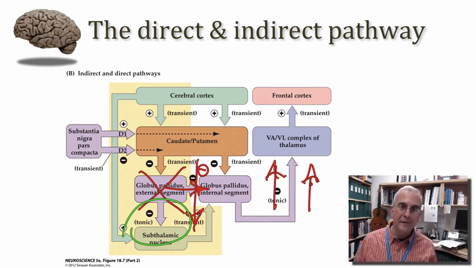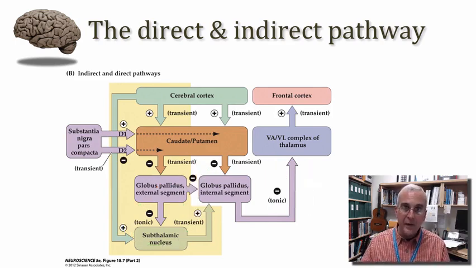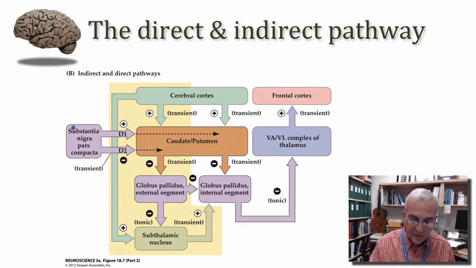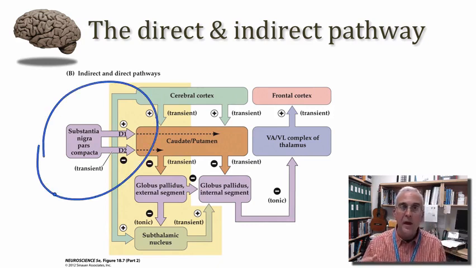Now, if you're following all this, you should be wondering at this point, well, how is it that we ever make movement if these two parallel streams through the circuitry of the basal ganglia seem to be fighting each other? Well, that's where dopamine comes in. So let me just highlight the importance of dopamine for the function of the basal ganglia.